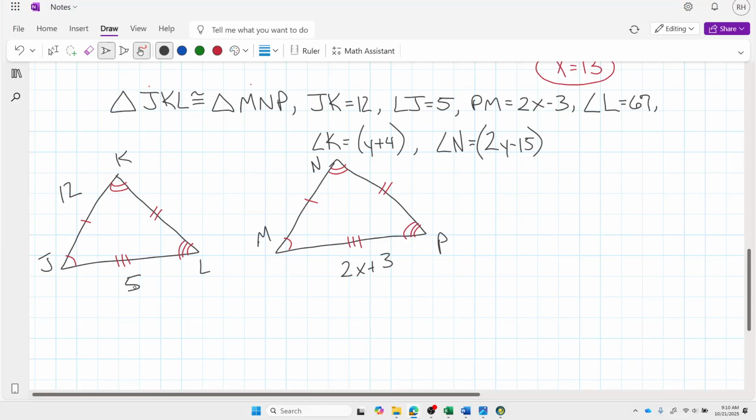All right, so right there you can see how to solve for X. P to M is 2X minus 3. Angle L is 67. Angle K is Y plus 4. And angle N is 2Y minus 15.